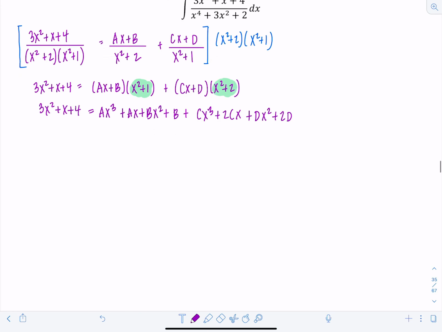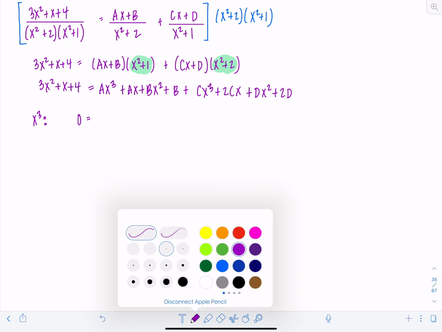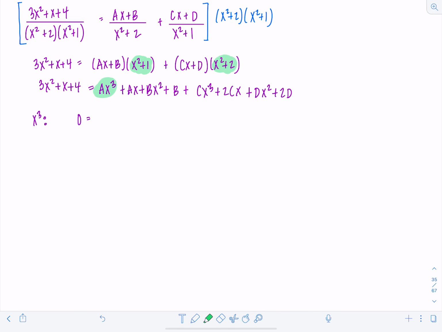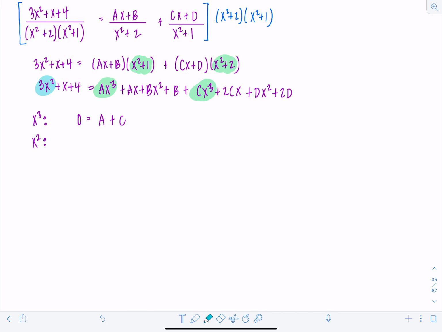Okay, the highest power of x I see is x cubed in the whole equation. On the left-hand side, there's no x cubed, so 0 equals, and then let's see here. There's an ax cubed and there's a cx cubed. So 0 has to equal a plus c. Okay, moving down, next is x squared. The coefficient of x squared on the left-hand side is 3. On the right-hand side, we have a bx squared and a dx squared. So that means 3 is equal to b plus d.